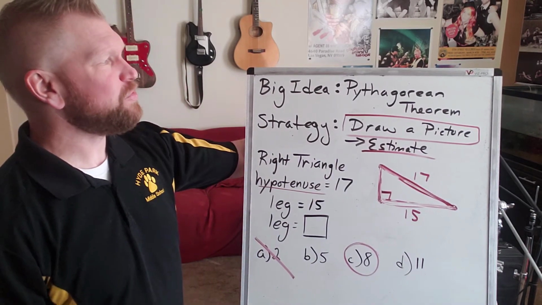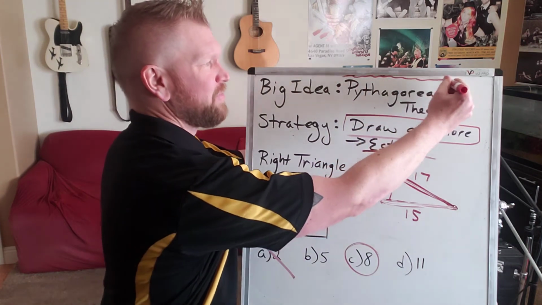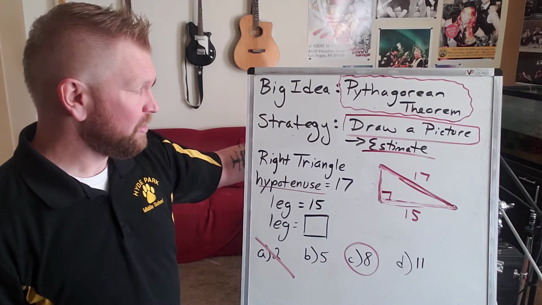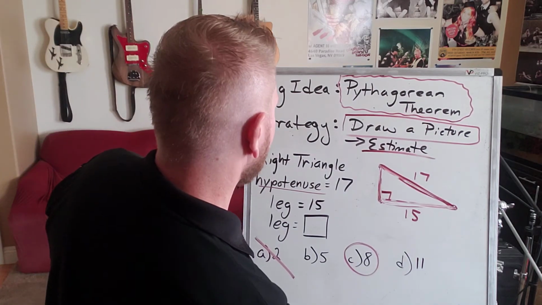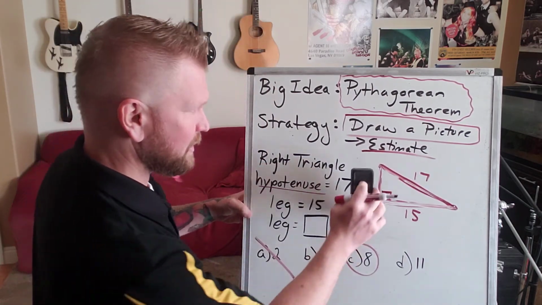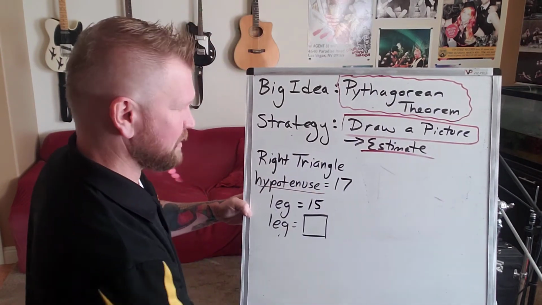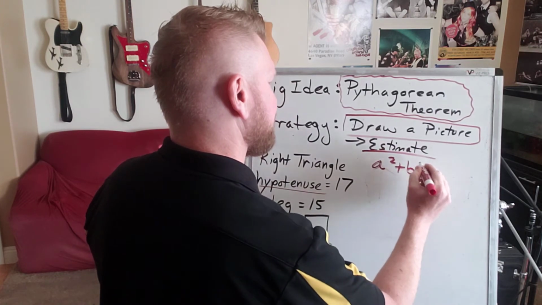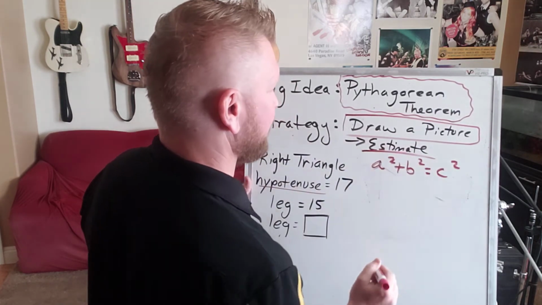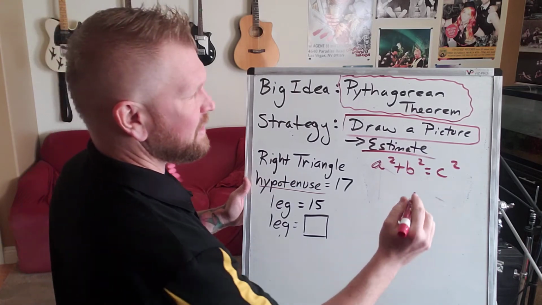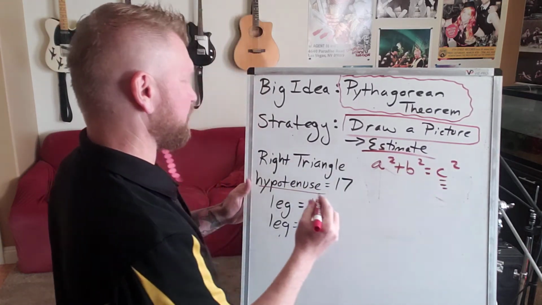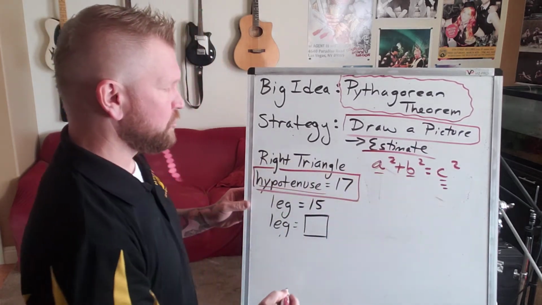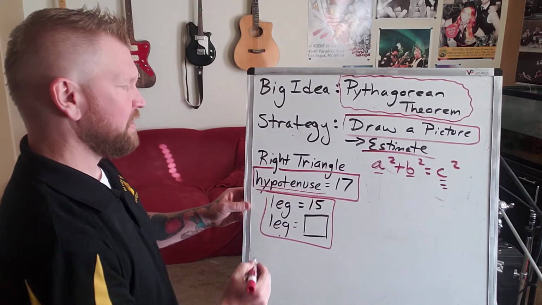Now, let me show you actually how to use the Pythagorean Theorem, and then we'll work it out mathematically, and we'll see if we did pick the right one with 8. Okay, so the Pythagorean Theorem works like this. Let me erase these. Okay, so it's a squared plus b squared equals c squared. And the c has to be the longest side, which is called the hypotenuse. The a and the b are the two shorter sides, called the legs.